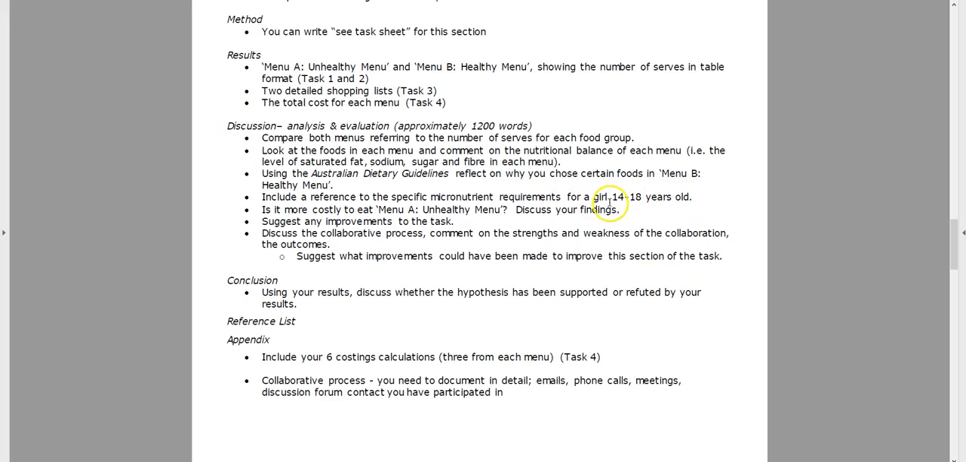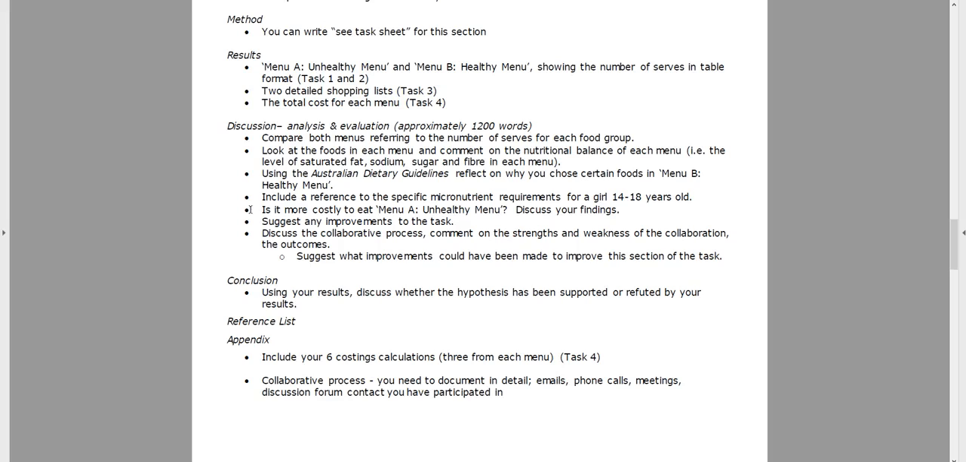So girls between the age of 14 and 18 need to have higher concentrations of calcium, phosphorus, iron, and energy, and you probably need to talk about why that is, and then maybe include how you incorporated this into your healthy menu. Alright, so dot point number 5 is quite a simple, straightforward one.